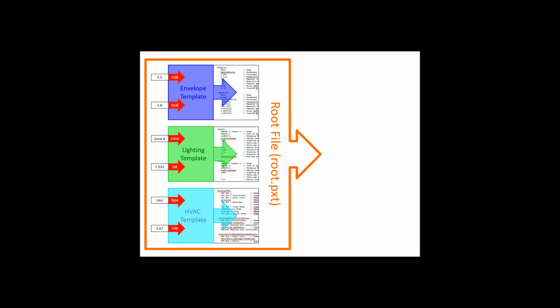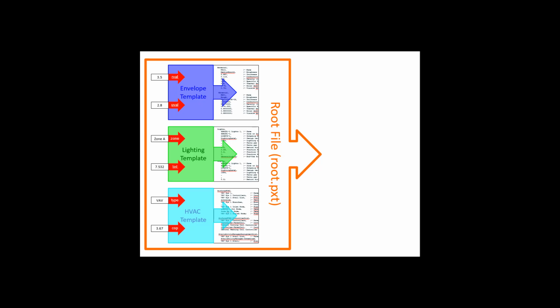And the idea is we have this root file where we list all of the templates that we want to insert to create this model. So we'll say insert the envelope template, and then maybe we're feeding it some parameters that are different from the default parameters. And then we want to insert the lighting template, the HVAC template, and so forth. And we can create an entire model just using the root file.